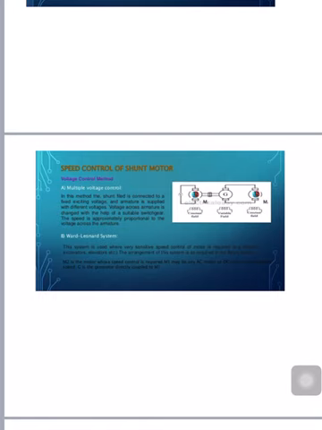Next, the disadvantages of the Ward-Leonard system. The system is very costly because we are using extra machines, two extra machines, motor generator sets are required. Overall efficiency of the system is very low, especially if it is lightly loaded. Large size and weight, because the extra machines require more floor area. Next, frequent maintenance is required, and this drive produces more noise also.